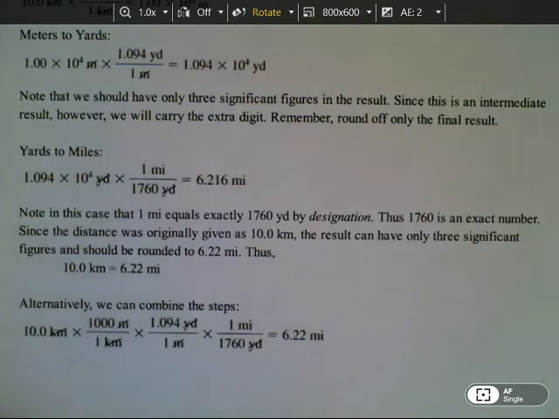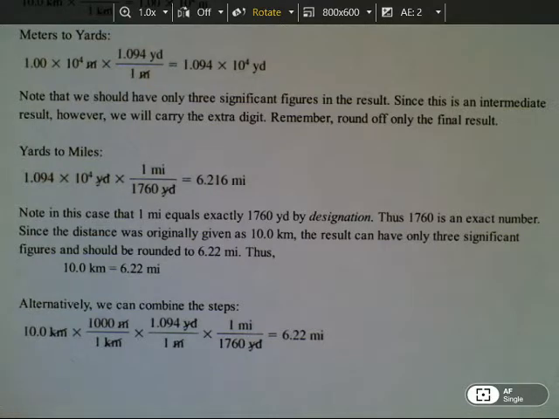Note that in this case, 1 mile equals exactly 1,760 yards by designation. This is a definition. The reason that's important is that the 1,760 is an exact number, and so it has an infinite number of significant figures. And since the distance was originally given as 10.0 kilometers, our final response can only have 3 significant figures and should be rounded to 6.22 miles. Therefore, 10.0 kilometers is equal to 6.22 miles.